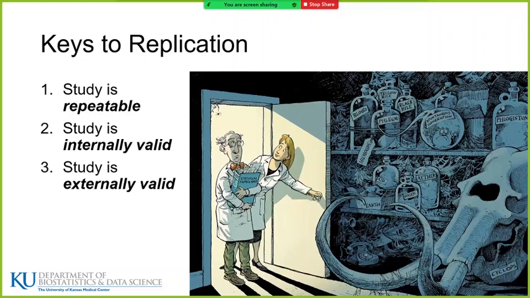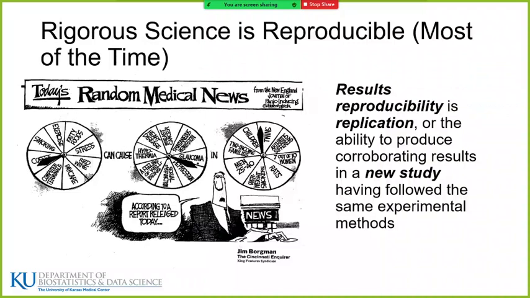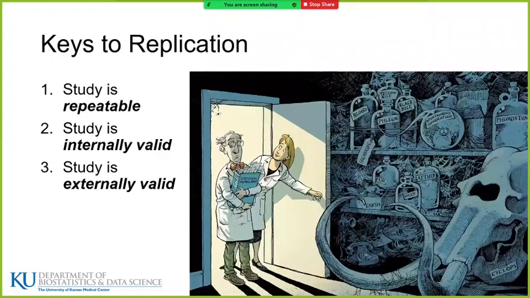Well, the first is replication. Reproducibility depends on the fact that the study is repeatable. So if your study doesn't have that first characteristic, that you were transparent and open and organized and clear about your methods, if you did not conduct a repeatable study, it will not be reproducible.